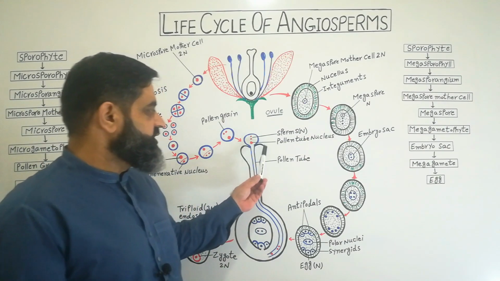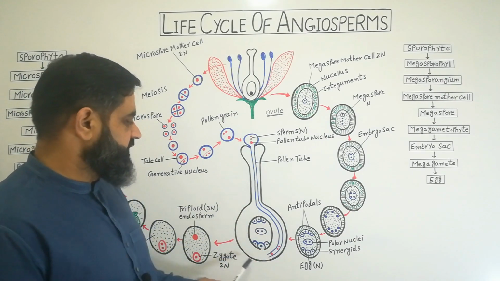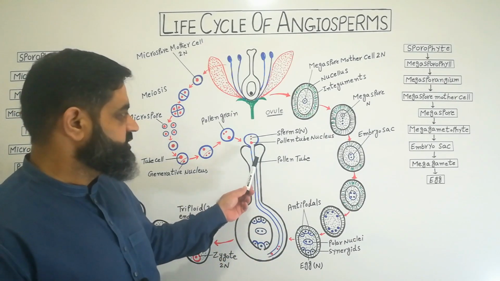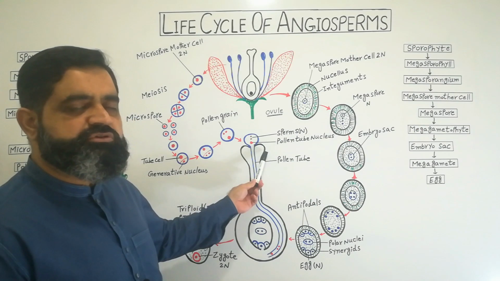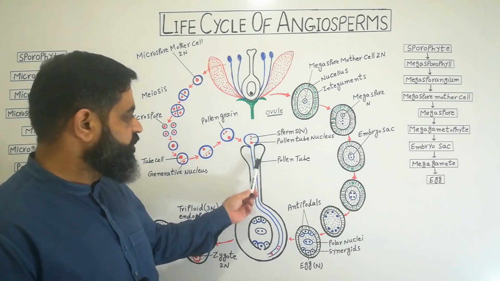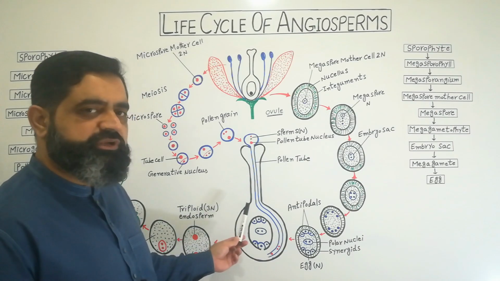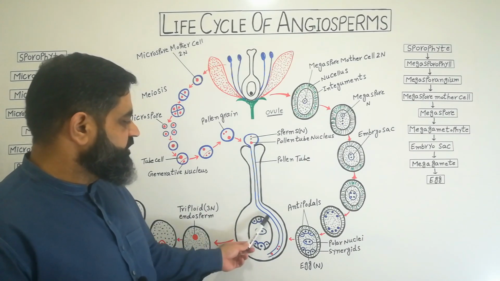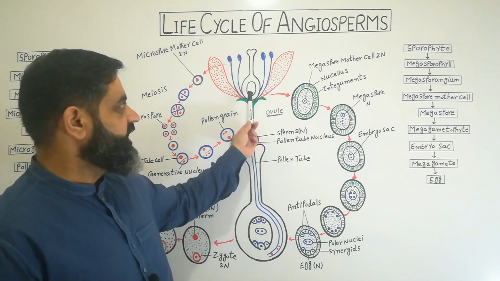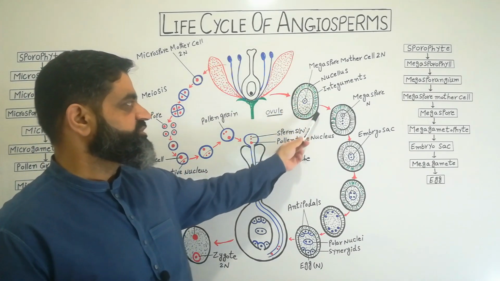The female part of the flower is known as the carpel. As you can see in this diagram, it has three major parts: the upper swollen terminal portion known as the stigma, a long neck known as the style, and a swollen basal portion known as the ovary. Inside the ovary there is a structure known as the ovule. I have taken this ovule outside.